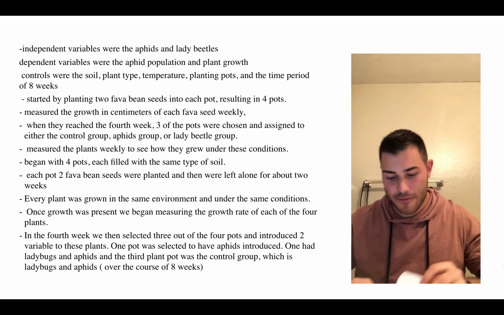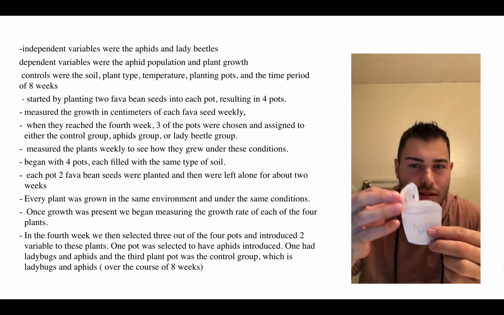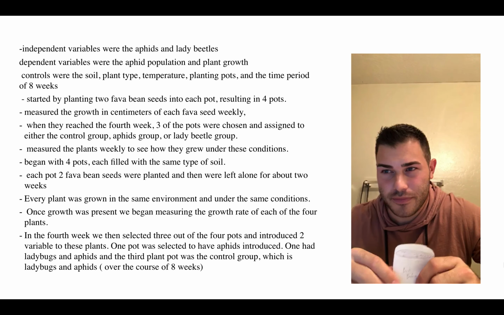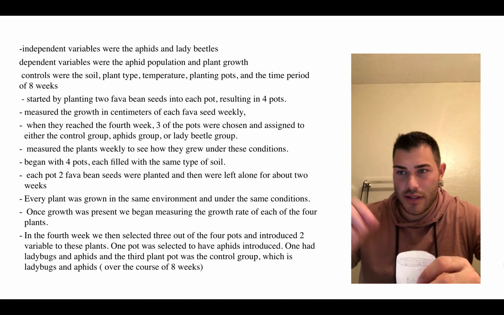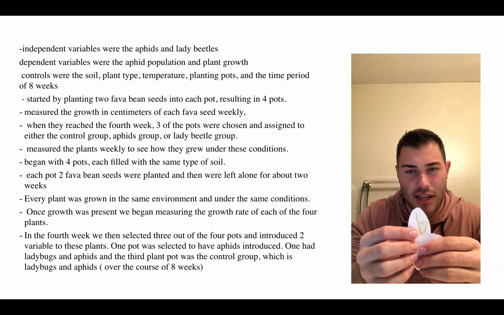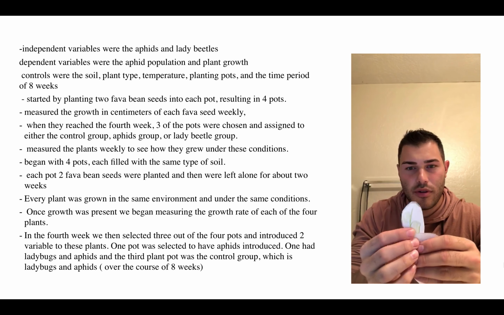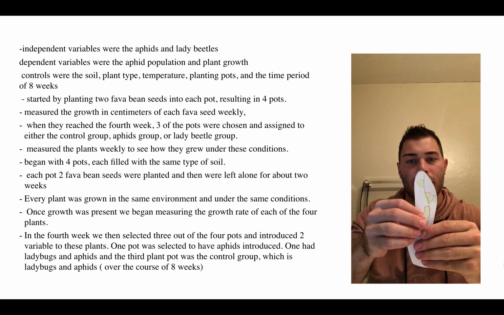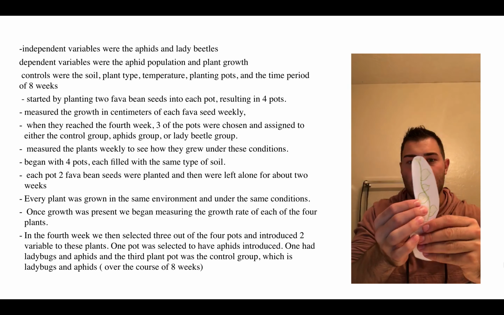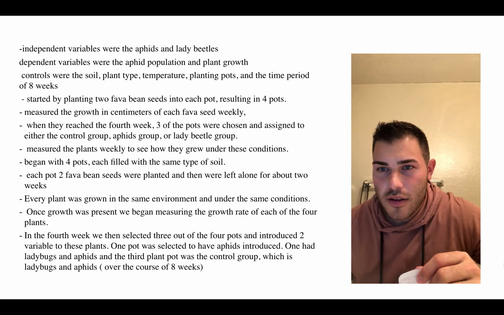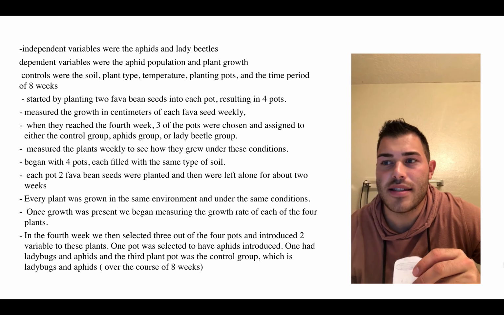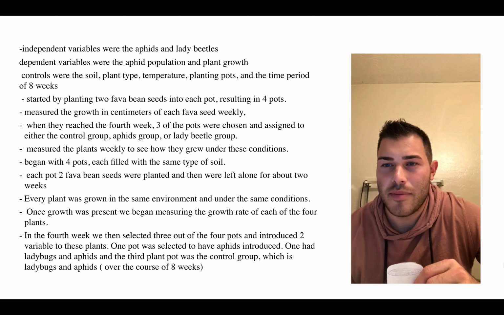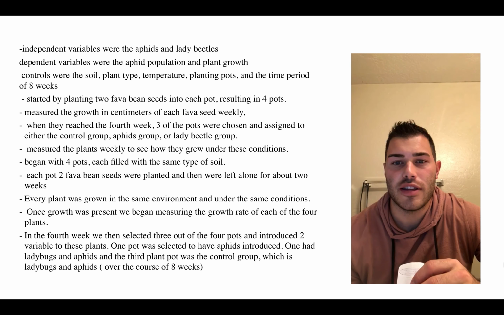We started by planting 2 of these beans, 2 of them, in 4 pots. We measured the growth in centimeters of each seed as it grew taller and bigger and bigger. We chose 3 of the pots and assigned them to either the control group, the aphid group, or the lady beetle group. We measured the plants weekly to see how they grew under these conditions.